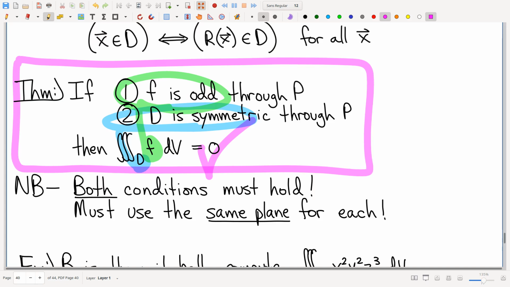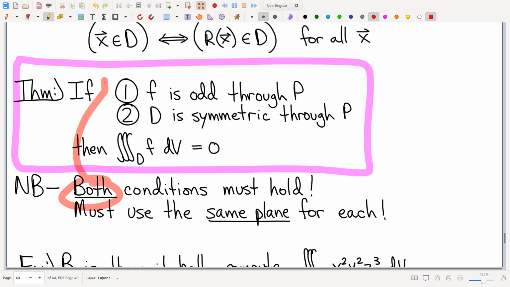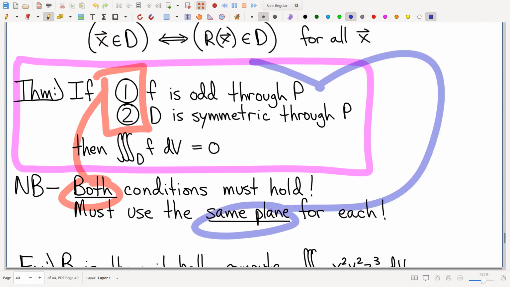So great result. Again, super useful. Bonkers useful. Again, do be careful. You have to have both conditions. One is nowhere near enough. The argument crashes and burns if you don't have both of those conditions. And furthermore, they have to be in reference to the same plane for the argument to work as well. So do be careful about that.